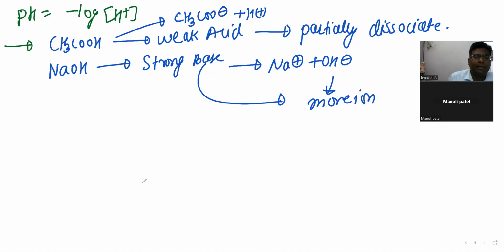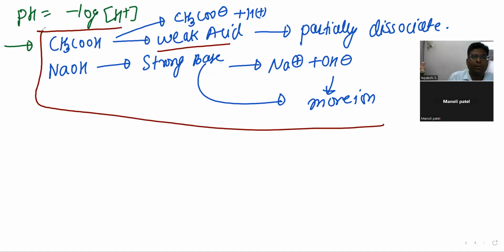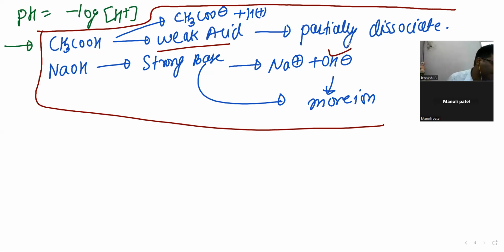And the weak acid will only partially dissociate, right? So in this case, what will be the strongest part? OH minus ion, right? So pH is more than 7. pH value will be more, it is due to the strong base. Thus the statement is incorrect, right? So that will be the incorrect statement about option B.